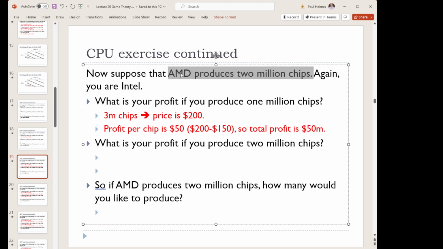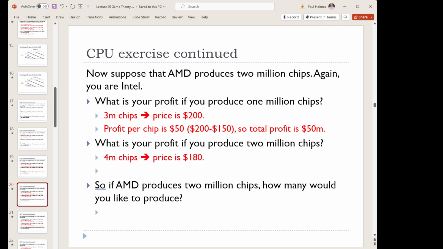But we don't have any control over that. We only have control over what it is that we can do as Intel. So we've found out now what we would do if we wanted to produce 1 million chips. Now, what if we produce 2 million? Well, now we're producing 2 million, AMD is producing 2 million, in total 4 million chips are produced, and hence we've got a price falling to $180.